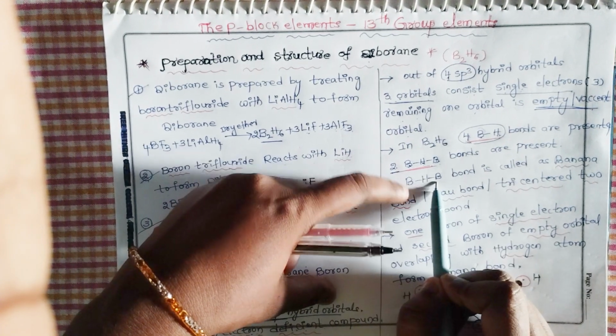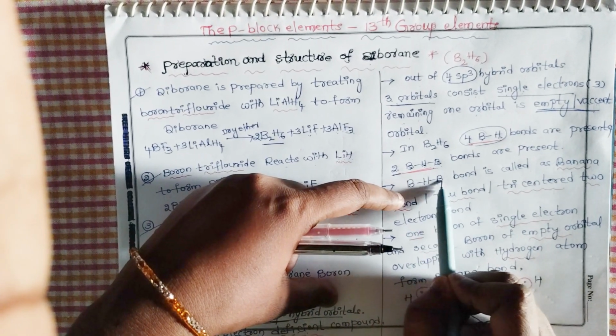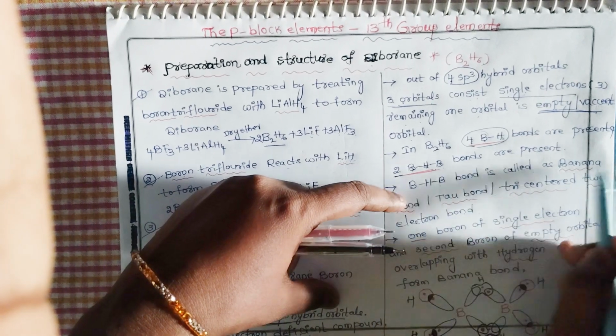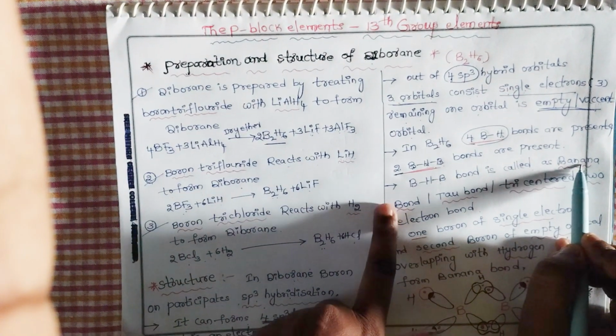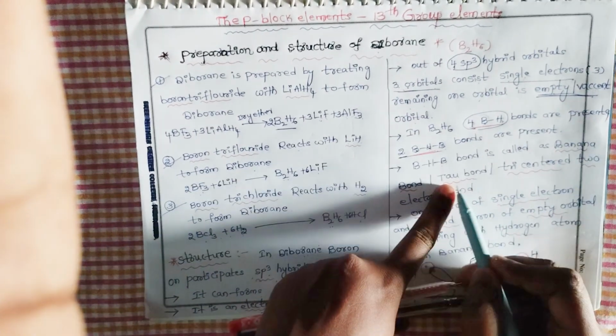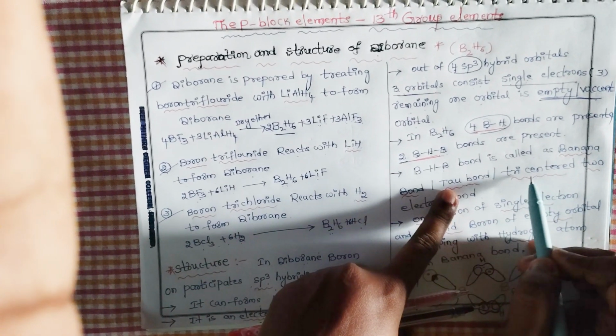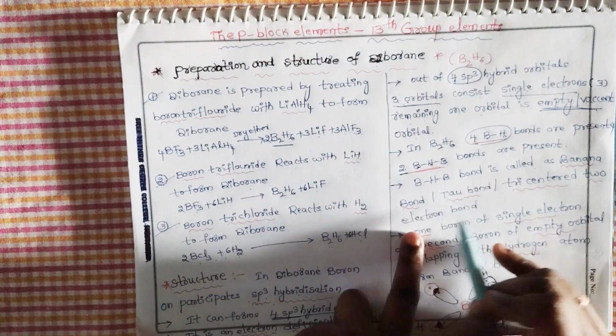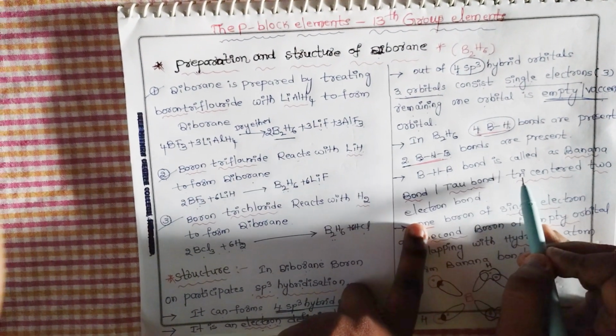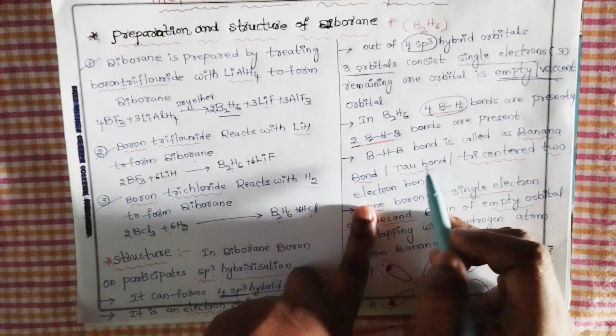That special type of bond is what? The BHB bond. This BHB bond is called which bond? Banana bond, or what is another name? Tau bond. And what is another name? Tri-centered 2 electron bond.